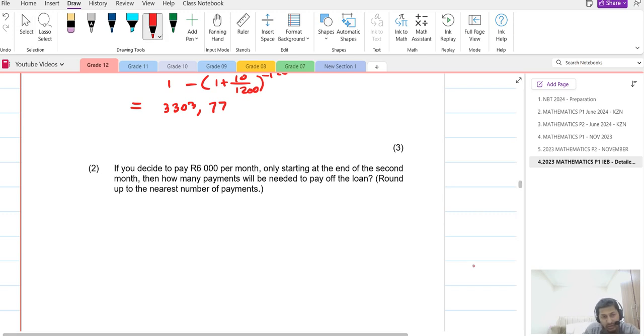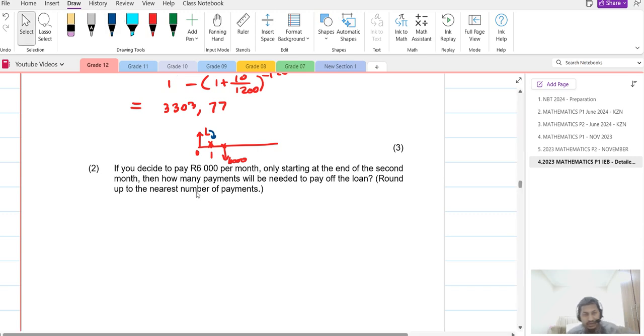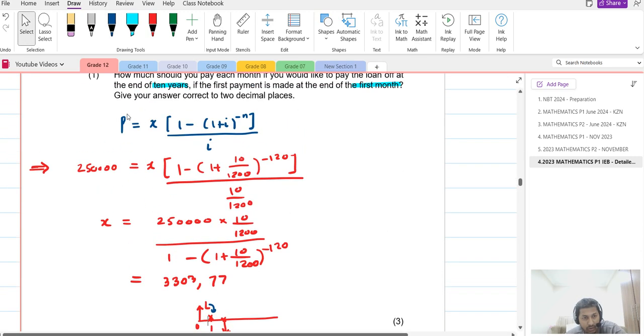Let me explain this timeline. Your loan amount is here, this is at 0. At 1 there's no payment. At 2 there's a payment of 6,000. So you need to accumulate the loan to time period 1, for the 1 month that you didn't pay. We're going to use the same formula as above, but we need to accumulate the loan amount for a single month.